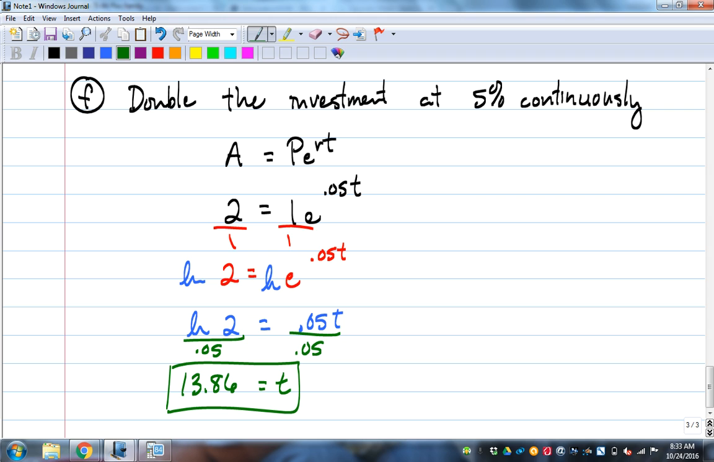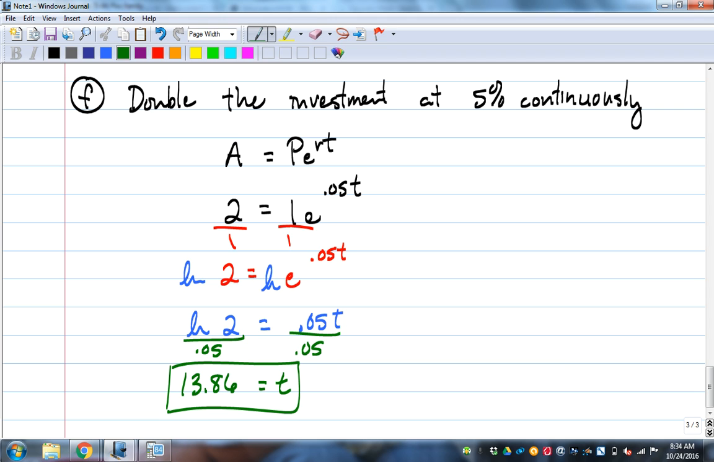Okay, so even on the continuous interest, if it's compounded quarterly or whatever, you're still going to use that 1 to whatever ratio. If it said double the investment, compounded quarterly at 6%, you'd still use that same idea there. It's a very, very simple idea.